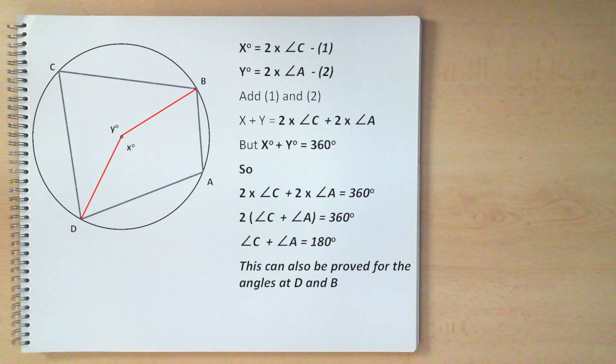This is quite a simple proof relying upon those two pieces of information, the angles at the centre theorem and the fact that in a full circle you have 360 degrees. Once you know those two things, it's fairly straightforward to work through this theorem and get the proof that you require.